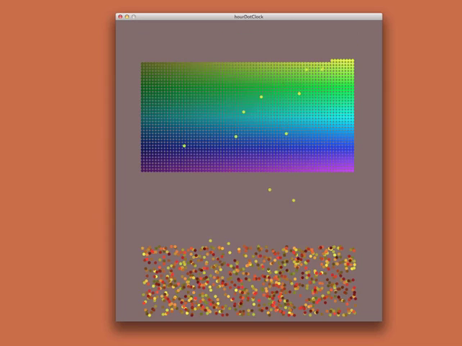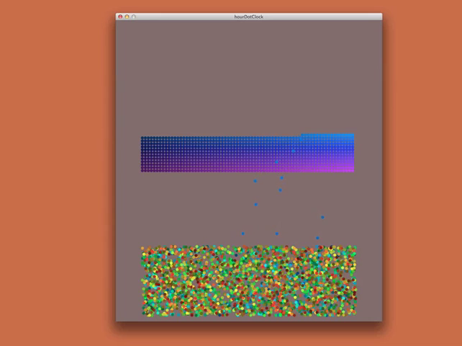Jumping ahead, here we are at a quarter after the hour, when the red and most of the yellow dots have fallen. Zipping ahead again, now we're at 45 minutes into the hour. And near the end of the hour, only a few purple dots remain to fall.